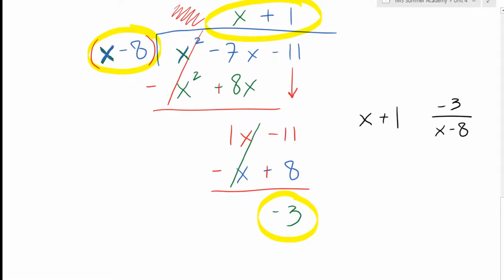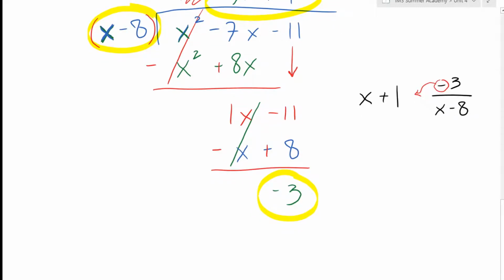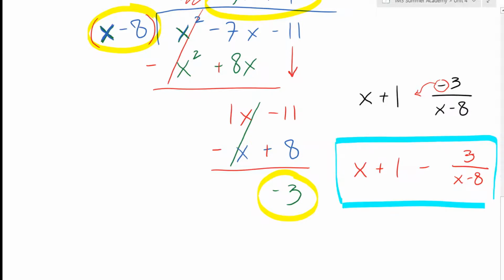Now, what I'm going to do is I'm going to float this thing here, make that the negative sign, so it's x plus 1 minus 3 over x minus 8. So that's just a proper way of writing that. If not, then we would just leave that as a plus sign. But for right now, that is my final answer. That is what I get when I divide it out.